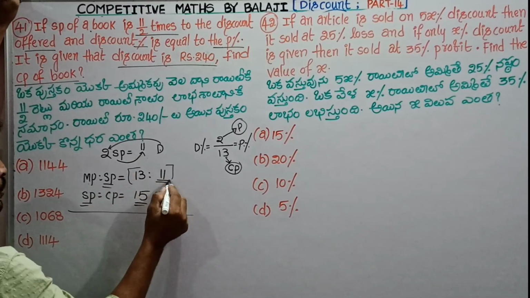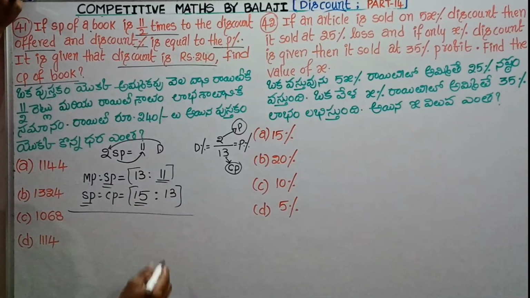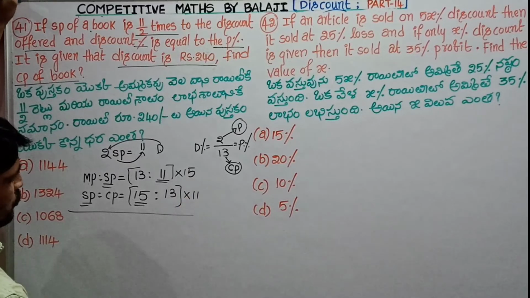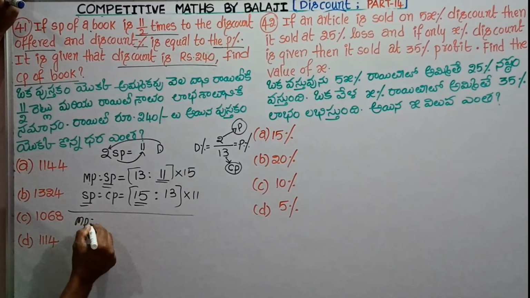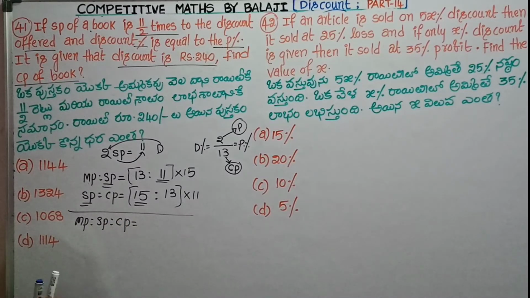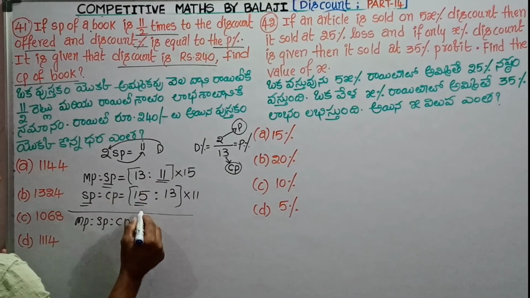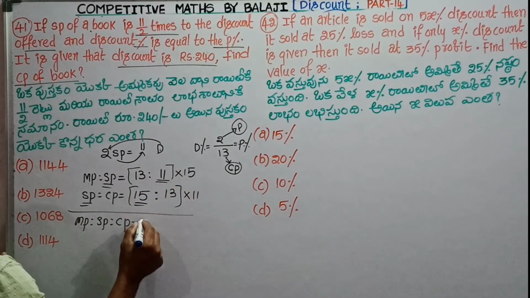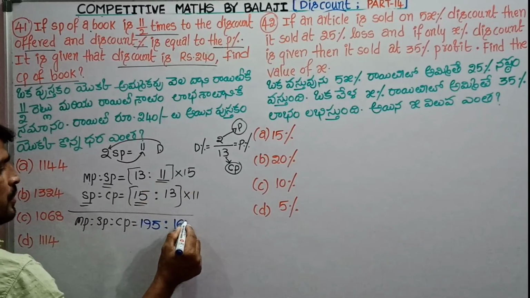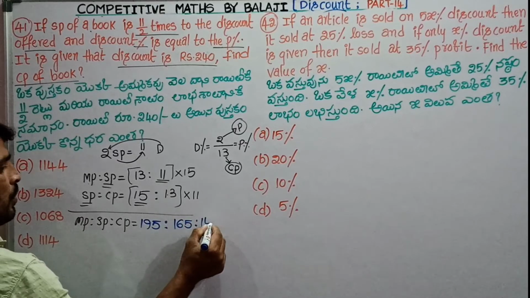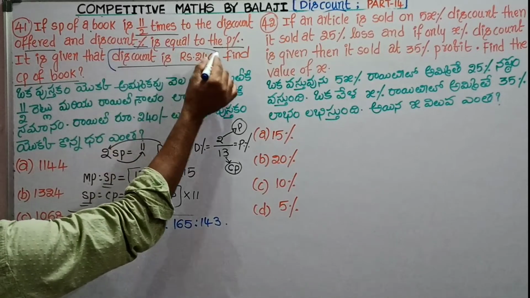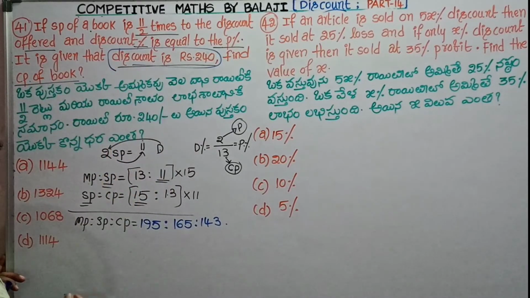So to equate these two ratios, consider the LCM of 11 and 15. That is, multiply the first ratio by 15, the second ratio by 11. Consider the ratio of market price to selling price to cost price. 13 15s are 195, 11 15s are 165, 11 13s are 143. Now we have to find the cost price of the book, given the discount is 240 rupees.